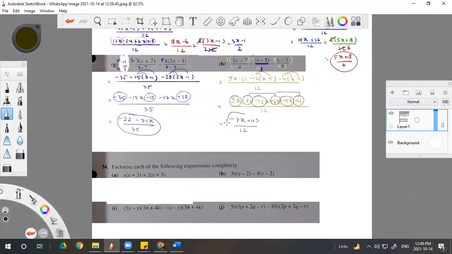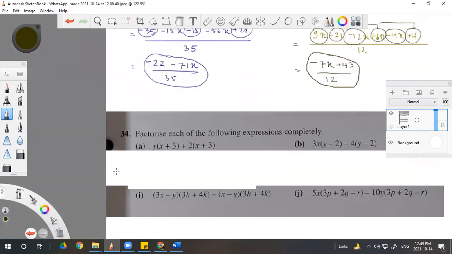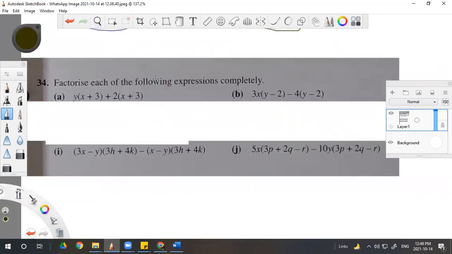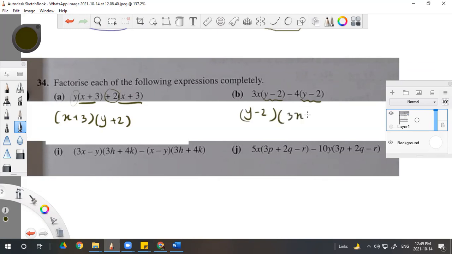Okay. Done. Now, look at the question properly. Factorize. What is factorize? Finding the like terms. Here there is already something the same. Pay attention, guys. x plus 3 and x plus 3. Just take out the x plus 3. What is left? y plus 2. Only. Done. Don't think too much about factorization. Look for the common one. This is like terms also. x, y minus 2, y minus 2. Okay, take out y minus 2, what is left is 3x minus 4, right? That's how it is, guys, 3x minus 4. Now, what is the common one here? Come on. This one.